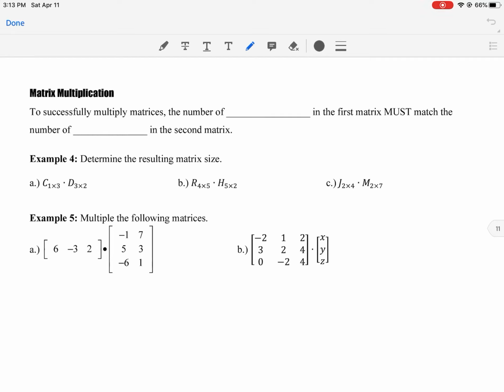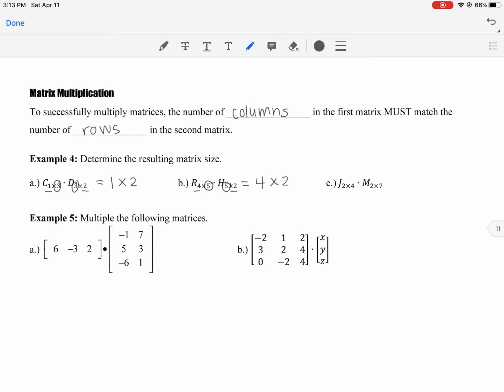And this is a little bit different probably than what you're used to. To successfully multiply matrices, the number of columns in the first matrix must match the number of rows in the second matrix. Otherwise, you cannot multiply them. The columns is the second number, the rows is the first number. So here, the 3's match in the middle, so we can multiply it. And the resulting matrix size will be the 2 outside numbers, so 1 by 2.